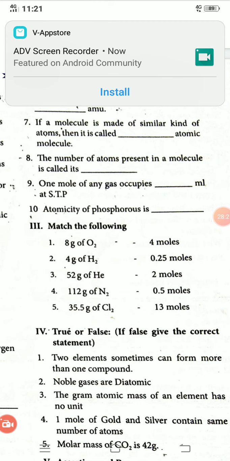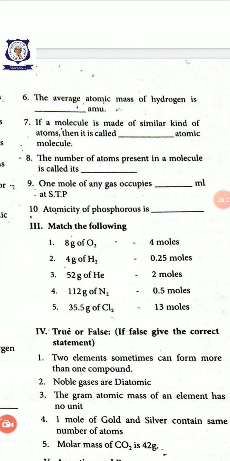If a molecule is made up of similar kind of atoms, then it is called a homoatomic molecule. Similar means same element. The number of atoms present in a molecule is called its atomicity.